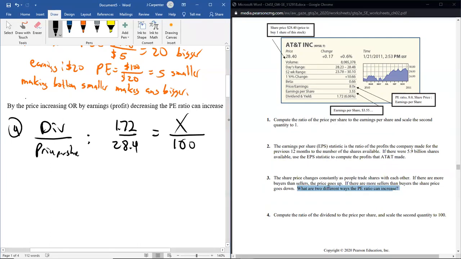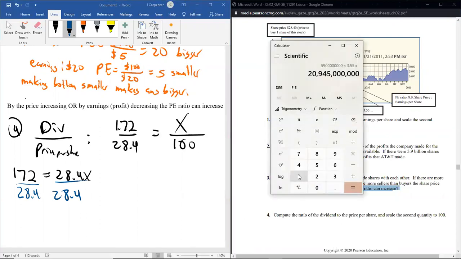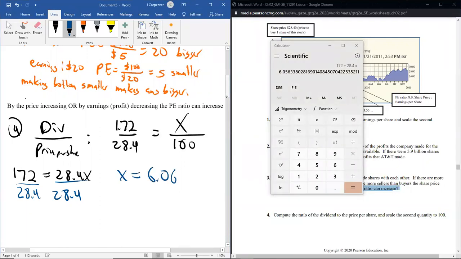We're going to cross multiply. I'm just going to go ahead and show that 1.72 times 100 is 172. And then you'll get equals 28.4x. You will divide both sides by the 28.4. There we go. And then when we do that calculation, we will get a familiar number, 172 divided by 28.4. 6.05, blah, blah, blah. Let's just round this to 2 decimal places, so 6.06. So x is equal to 6.06.